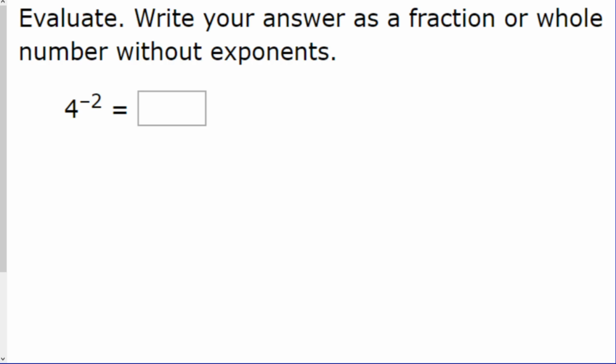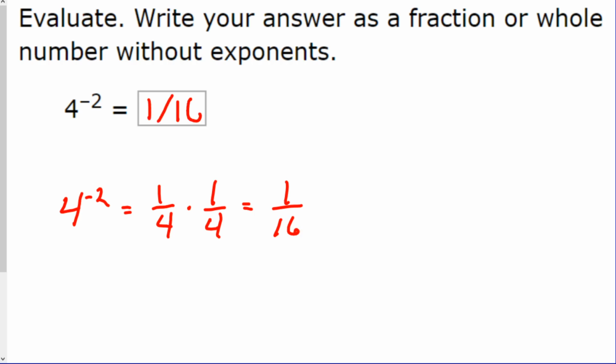All right, so in the last lesson, we talked about what a negative exponent meant. So 4 to the negative 2 is really the same as 1 over 4 times 1 over 4. And then multiply fractions. 1 times 1 is 1. 4 times 4 is 16. So in IXL, you would type in 1/16, 1 over 16. So remember that negative exponent, you could rewrite this as 1 over 4 squared, which gives you the 1 over 4 times 1 over 4.